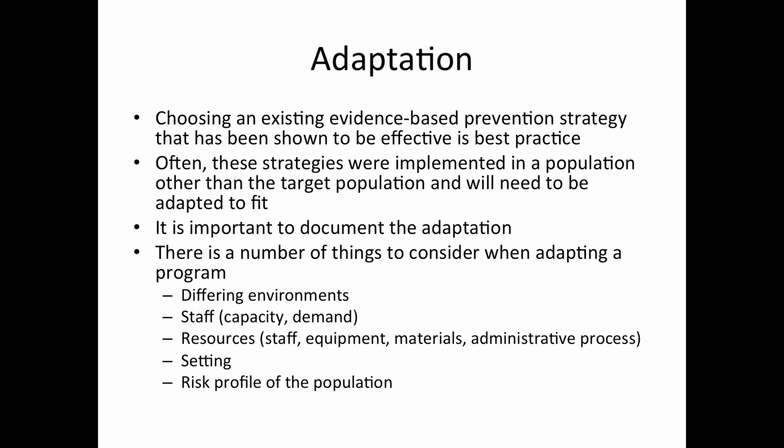Another key component is adaptation. From an earlier stage in the public health approach, we learned that the best strategy is to choose an existing evidence-based prevention strategy. Often, the strategy identified would have been implemented in a population other than the population you have. Therefore, it will need to be adapted. It is very important to document all the steps that were taken to adapt a program, such as the environment, staff, capacity and demands, resources available, equipment, materials, administrative process, the setting, and risk profile of the population.